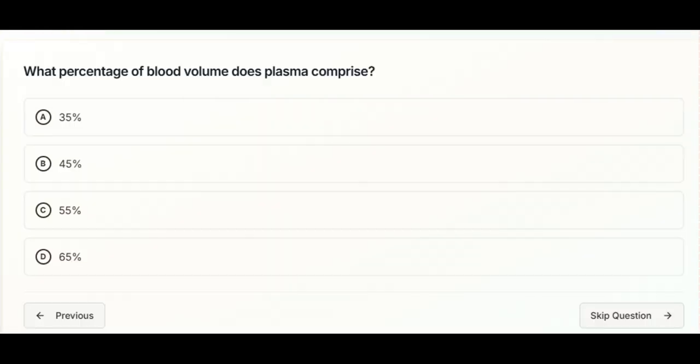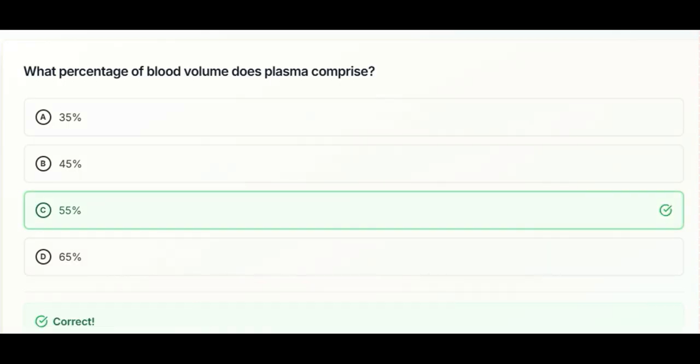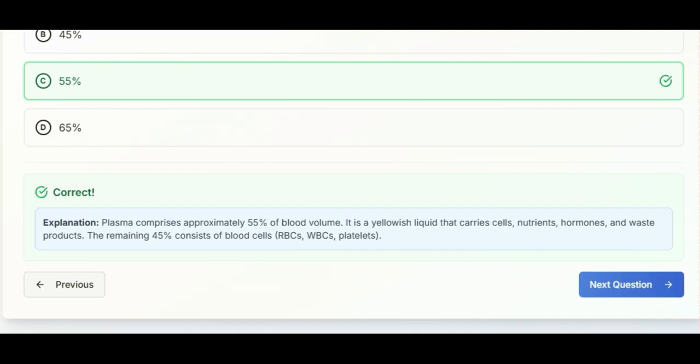What percentage of blood volume does plasma comprise? 35%, 45%, 55%, or 65%? 55%. Plasma comprises approximately 55% of blood volume. It is a yellowish liquid that carries cells, nutrients, hormones, and waste products. The remaining 45% consists of RBCs, WBCs, and platelets.